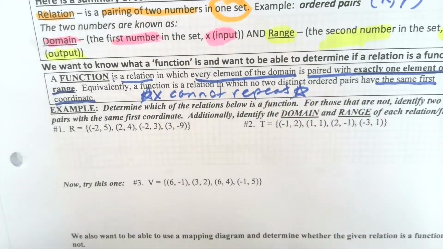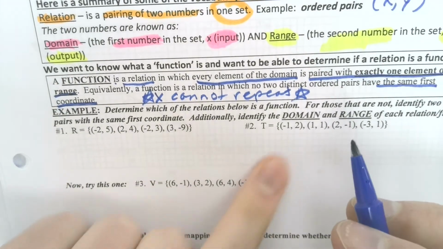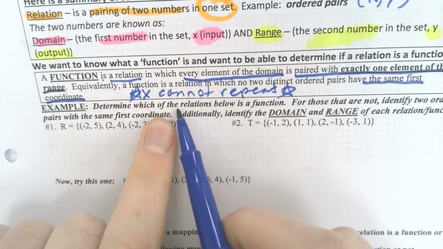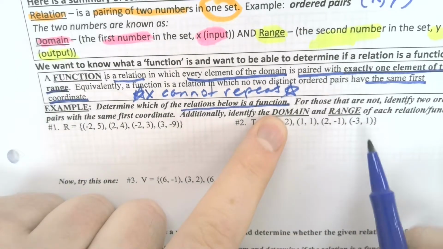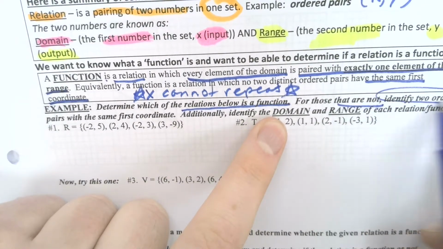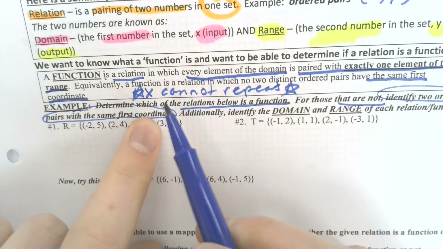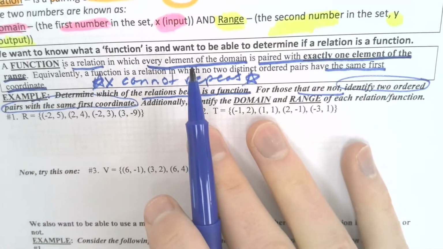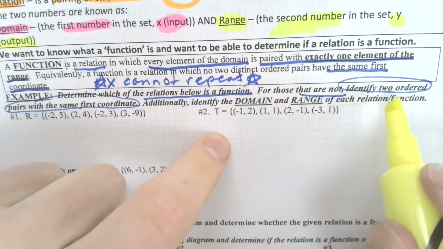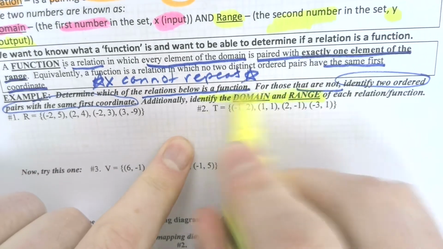So, here's how we're going to do this. Let's do number one together, and we'll do number two together, and then I'm going to let you guys try number three. First, we want to determine, is the relation a function? And then for those that are not, we need to identify two ordered pairs that make it so they're not. So which two coordinates have the same x? Then additionally, regardless of whether it's a relation or a function, we're going to identify the domain and range.